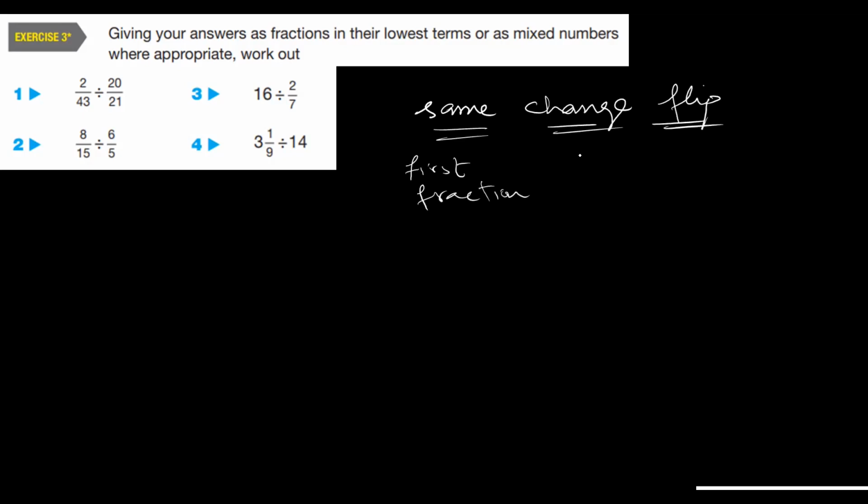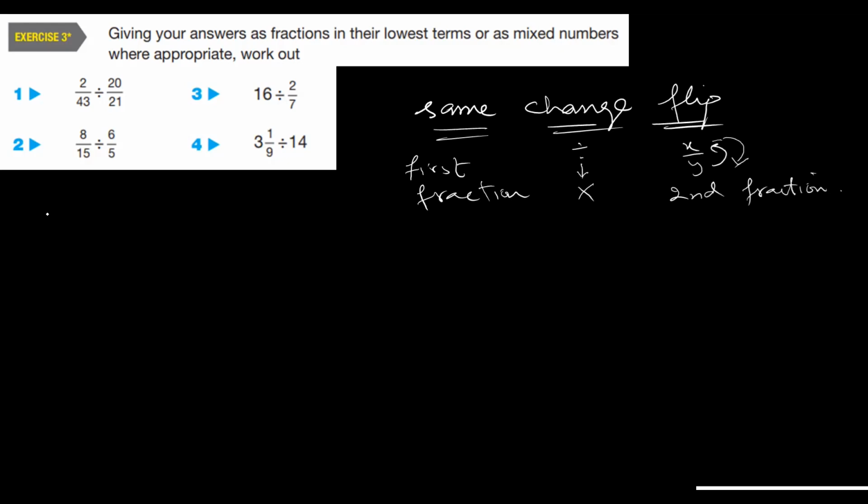Change means the division sign will be converted into multiplication. And flip means we shall move the numerator to the denominator. For example, x upon y. So numerator to denominator and denominator to numerator. We shall flip the second fraction. And we shall solve all the sums very easily and quickly.